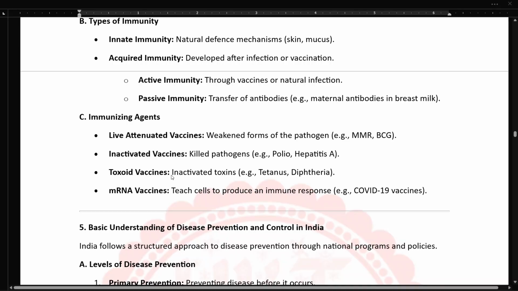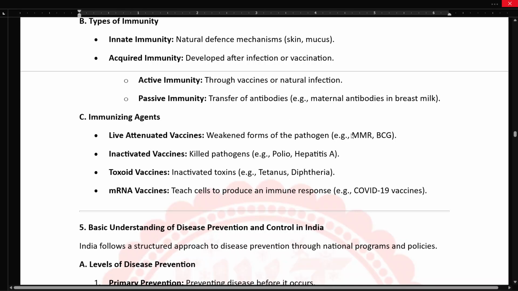Next we have toxoid vaccines. It also includes inactivated toxins like tetanus, diphtheria. Then we have mRNA vaccines. They teach cells to produce an immune response. Example, COVID-19 vaccines. So you can learn a few more examples of those types of vaccines. They may appear in the exam.